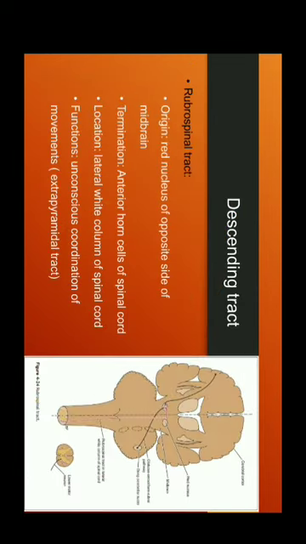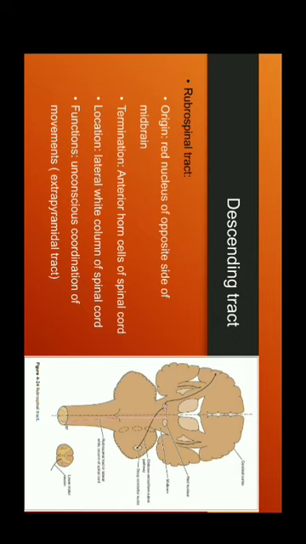Let us move to the next tract, the rubrospinal tract. Rubro is for red. The red nucleus of the opposite side of the midbrain. The red nucleus is present in the midbrain. Before this, we studied the pyramidal tract. Whatever tracts we study next are extrapyramidal tracts. They will influence the motor activity in some way or the other.